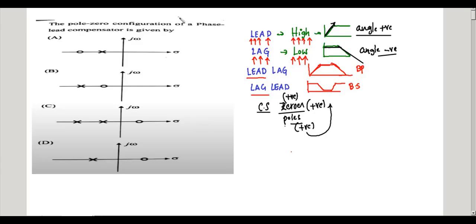Okay. So let's say s plus 1 by s plus 2. What is the angle for this? This is of angle tan inverse omega by 1. What is this angle? Angle tan inverse omega by 2. If I go to the numerator, angle tan inverse omega minus angle tan inverse omega by 2. You understand that? So the pole gives negative angle when the denominator angle goes to the numerator.